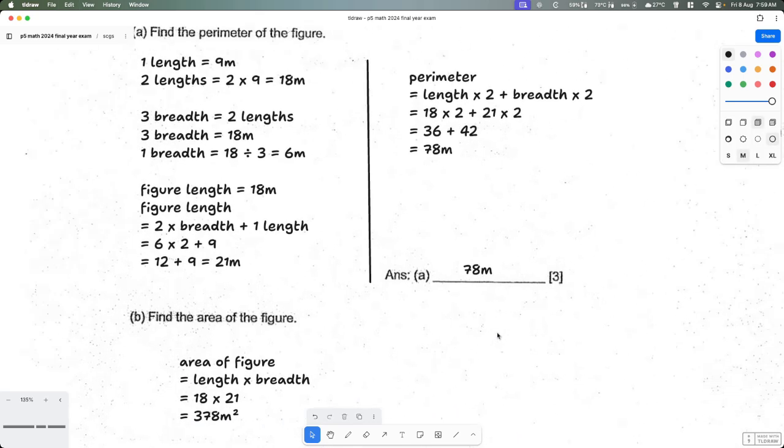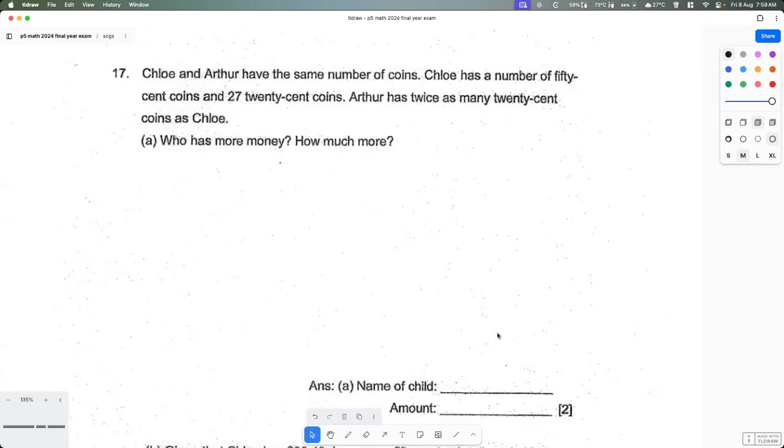Okay, let's move on to the next question. Question number 17. Chloe and Arthur have the same number of coins. Chloe has a number of 50-cent coins and 27 20-cent coins. Arthur has twice as many 20-cent coins as Chloe. Who has more money? How much more?